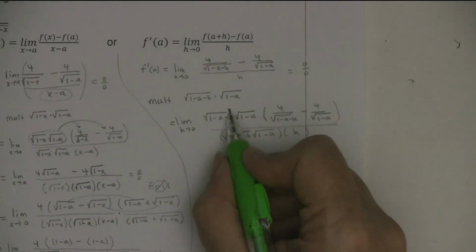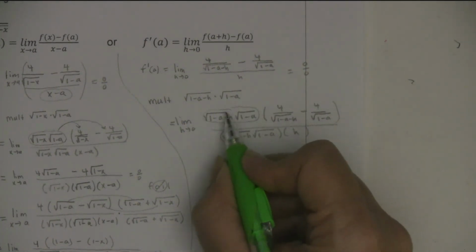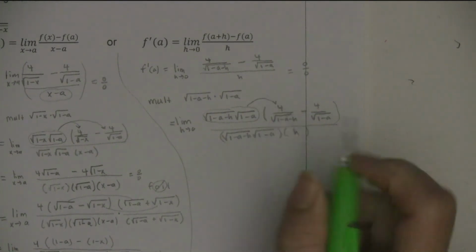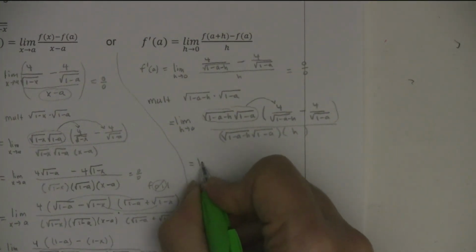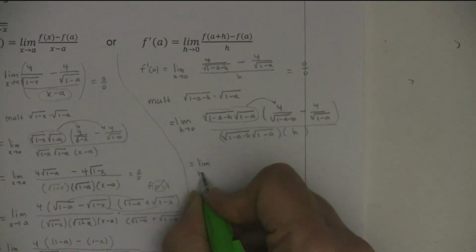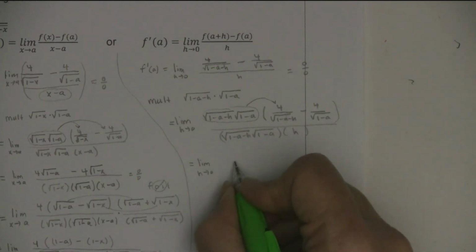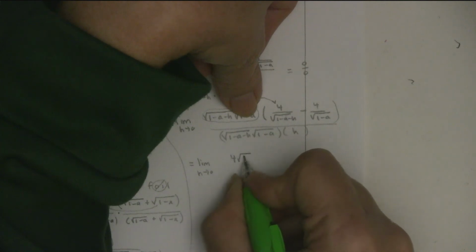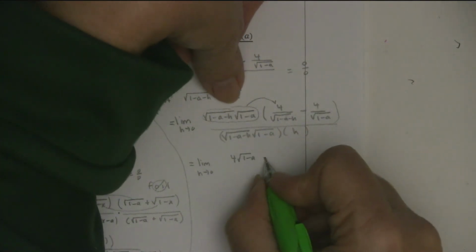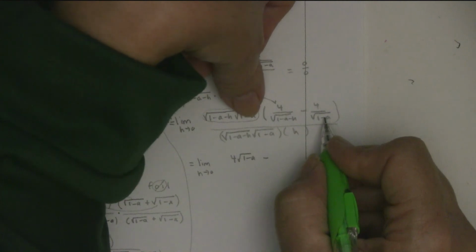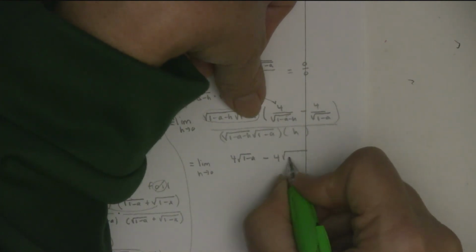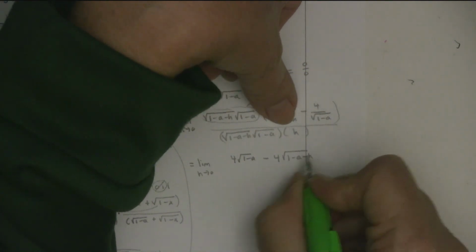Okay, and I know that I want the h's to cancel out. So this is a monomial, and I'm going to be distributing it to this binomial. And when I do, these cancel out. So if you're thinking it's similar to the work that we had over there, you're right, it is. And I'm going to be left with 4 times the square root of 1 minus a minus, and then the square root of 1 minus a is going to cancel, and I'm going to get 4 times the square root of 1 minus a minus h.